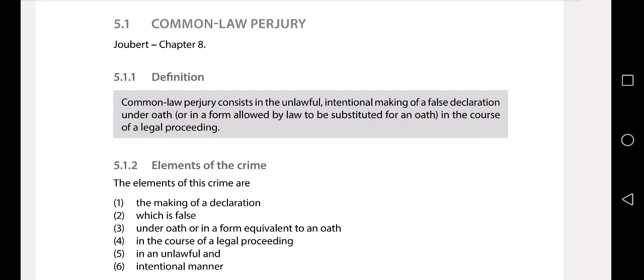Common law perjury, Joubert, Chapter 8, definition. Common law perjury consists in the unlawful, intentional making of a false declaration under oath or in a form allowed by law to be substituted for an oath in the course of legal proceedings.